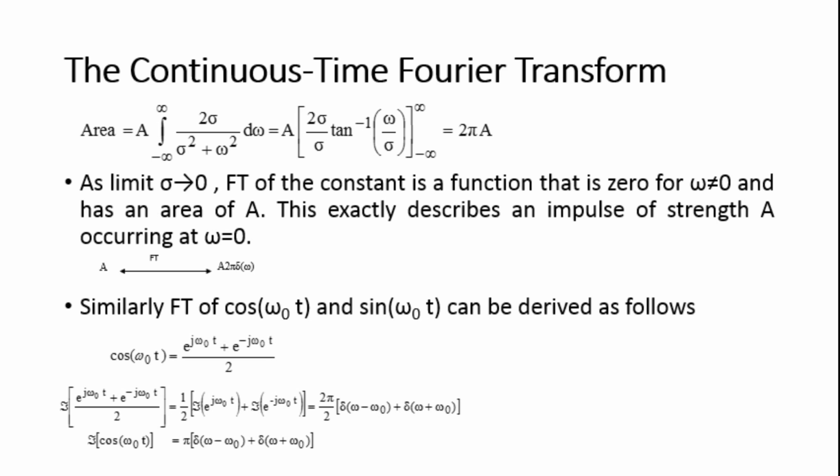As the limit σ tends to 0, the Fourier transform of the constant is a function that is 0 for ω not equal to 0 and has an area of 2πA. This exactly describes an impulse of strength 2πA occurring at ω equal to 0. That means the Fourier transform of A will give you the value A · 2π · δ(ω).